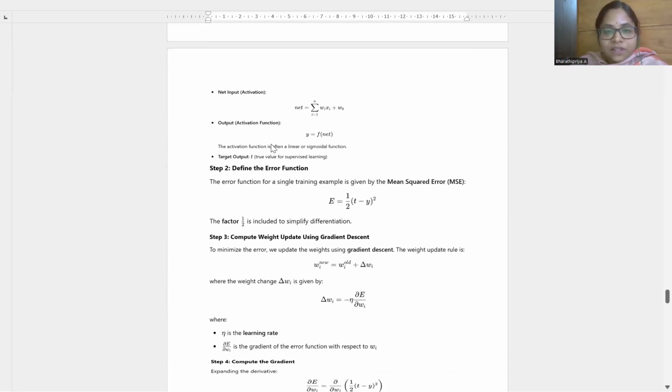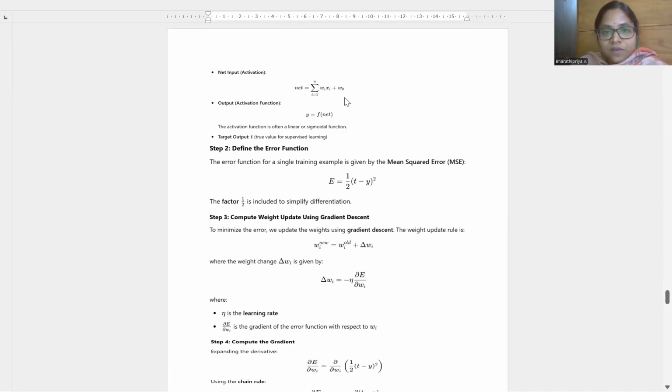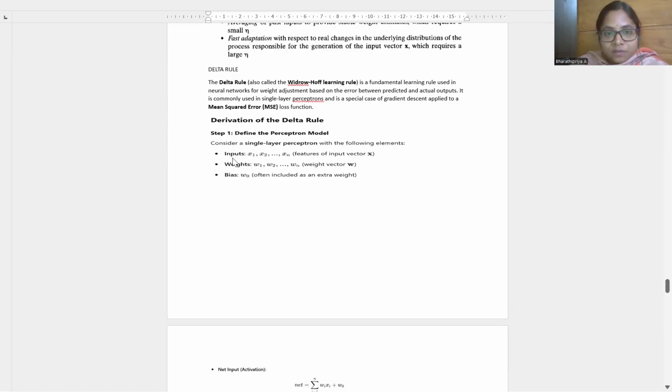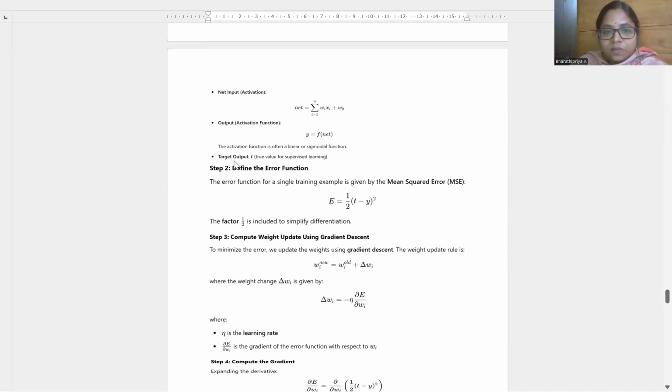Then the net activation function will be given by this formula. That is the multiplication of the input along with its weight. Then the summation operation is performed over these products, and finally w0 is added. Then the output activation can be given as a function of the net. So this is the first step: we need to define the perceptron model.